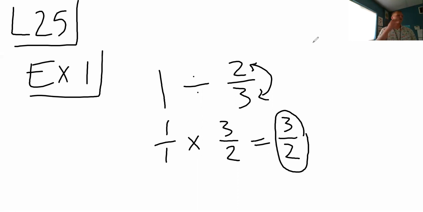When you're dividing, you are taking the reciprocal of your second fraction. Let me show you a couple more problems, because this example is kind of a bad example because it's so basic.